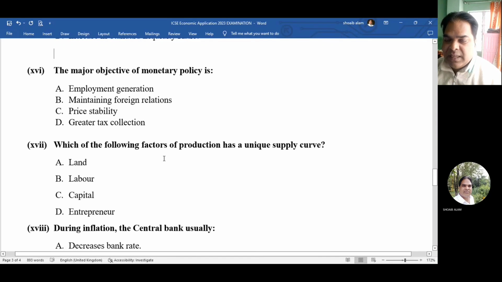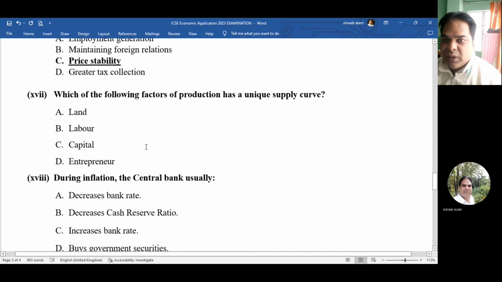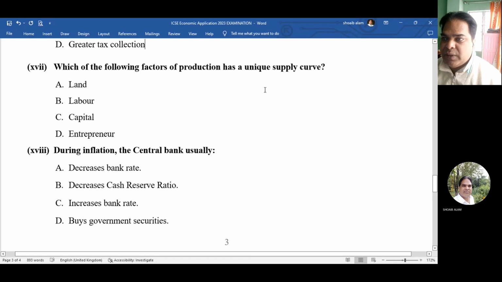Number 16, the major objective of monetary policy is employment generation, maintaining foreign relations, price stability, greater tax collection. So the correct answer for this will be price stability. The next one, which of the following factors of production has a unique supply curve? Land, labor, capital, entrepreneur. So what will be the correct answer for this? The correct answer for this will be land.